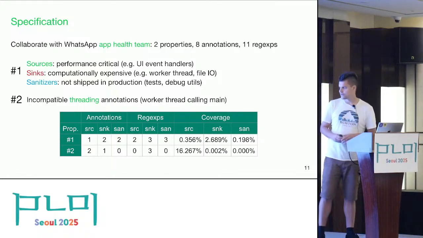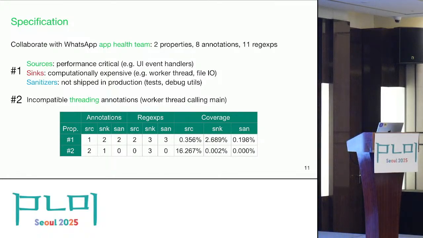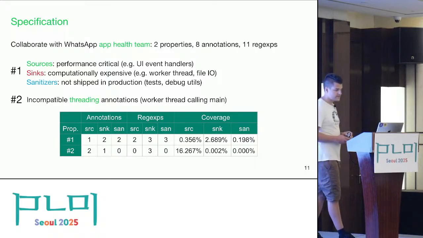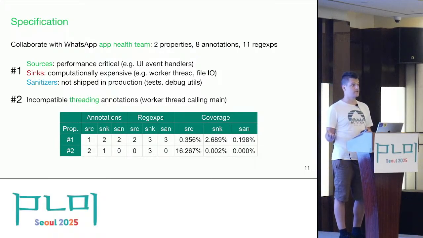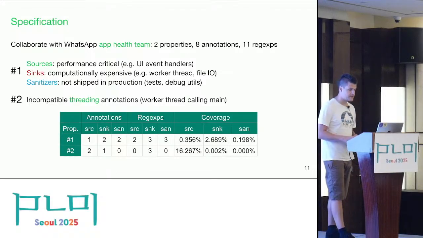And for the second property, we have a higher number because that reused more of the existing threading annotations that were already there in the code, whereas for the other, the first property, these annotations were mostly put in the code just for the purpose of this particular check.